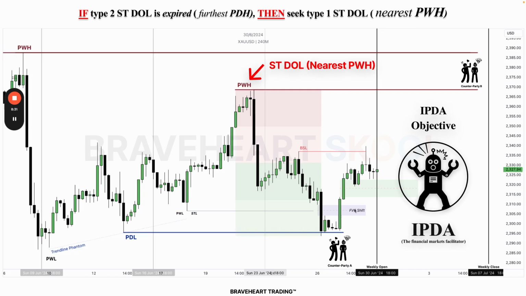And now we're using a 3-week look back, and we can see we're using the nearest previous week's high. This previous week's high has already been breached, so we're using the second one here, and that is the short-term draw on liquidity. Now, the short-term draw on liquidity is the low-hanging fruit objective for IBTA. Okay, so if IBTA wants to facilitate a move from A to B, it needs objectives like this.